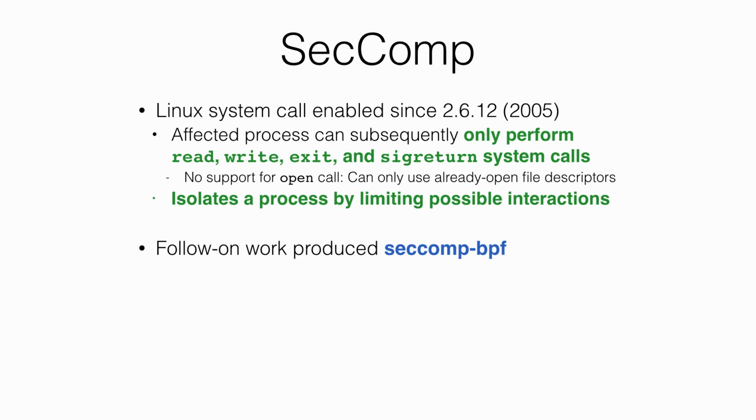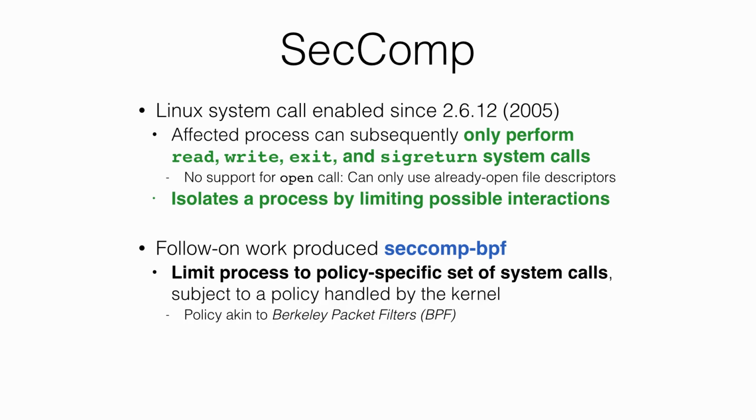Follow-on work produced seccomp BPF, which is more general. In particular, it allows us to limit a process to a policy-specific set of system calls rather than just the four I just listed. This policy is enforced by the kernel. It's specified by something like Berkeley Packet Filters, or BPF. Seccomp BPF is used by Chrome, OpenSSH, VSFTPD, which is the very secure FTP daemon, and others.